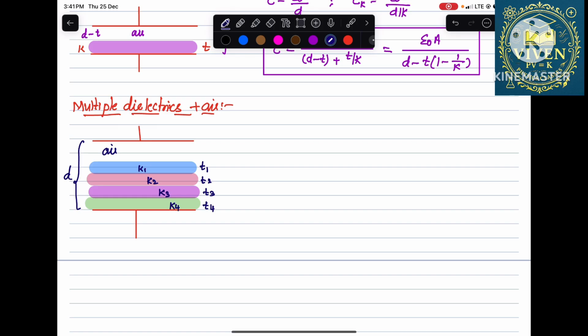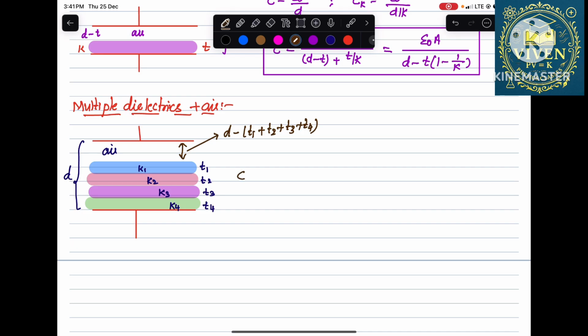Now from the picture you can say clearly that the width for which the air was present, exactly, absolute, what you said is correct: D minus of T1 plus T2 plus T3 plus T4. Beautiful. So now this is air capacitance straight away.